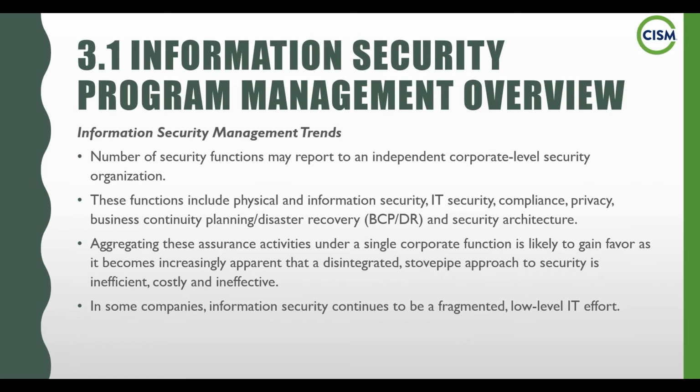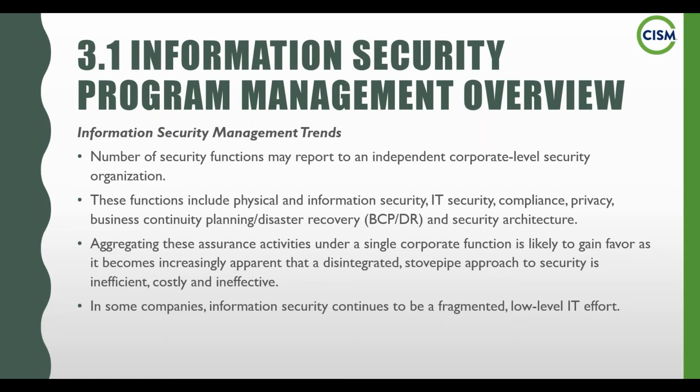Some of the information security trends. A number of security functions may report to an independent corporate level of security organization. What does this mean? Every organization has its own function named as Information Security Office or Chief Information Security Office. This should be independent. Independent means it should not report to the operations management or leadership. It should be independent from the operation leadership so that they can take their own independent decisions, right? These functions include physical security, IT security, compliance, legal, privacy, security architecture, BCP teams, DR teams, your risk management teams, right?